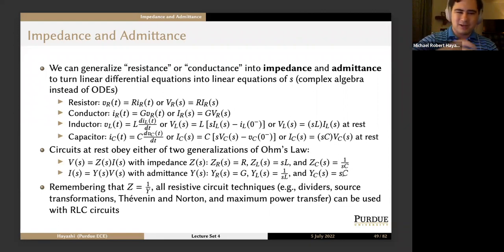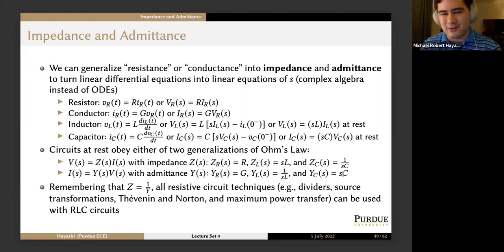So now we can always write our circuit using these generalized notions of resistance and conductance. And then all our resistive circuit techniques that we learned, so dividers, source transformations, Thevenin and Norton, maximum power transfer, can be used with RLC circuits.